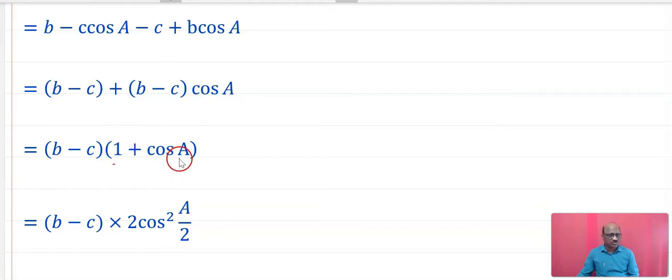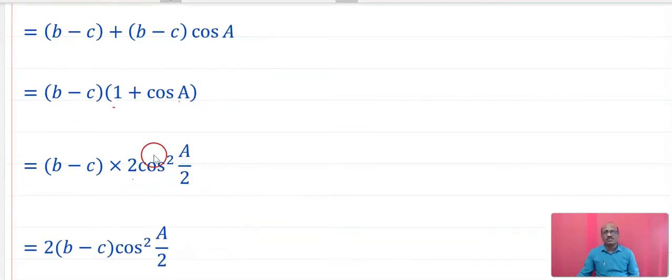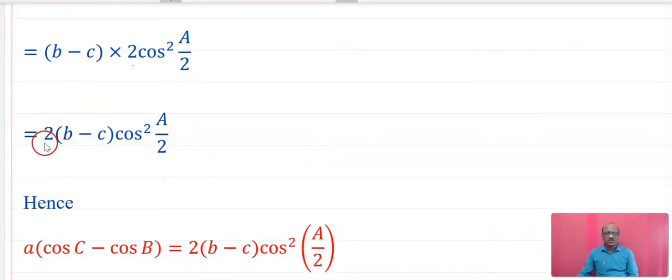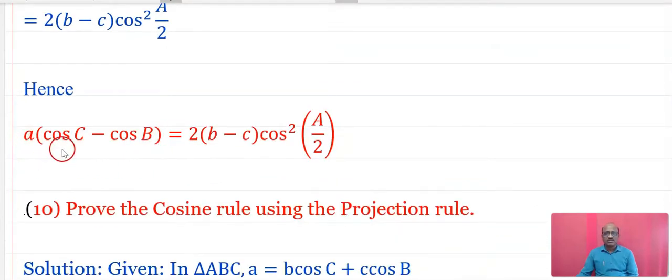But what is the 1 plus cos of A? That is 2 cos square A by 2, by the trigonometry that you have learned in the 11th standard. Therefore b minus c into 2 cos square A upon 2. That is 2 in bracket b minus c into cos square A by 2. And hence a cos C minus... sorry, a in bracket cos C minus cos B is equal to 2 times in bracket b minus c into cos square in bracket A by 2.